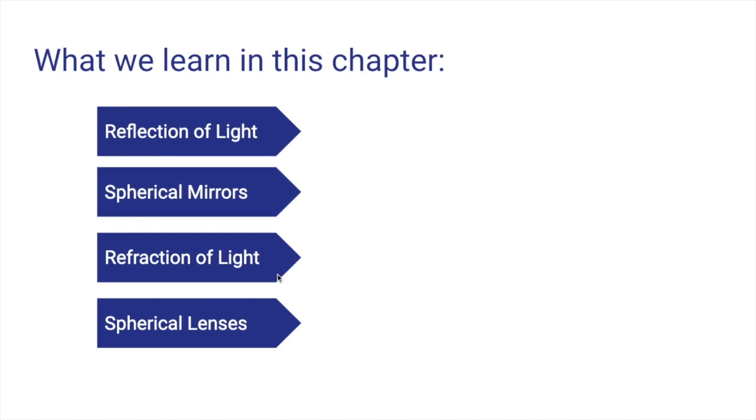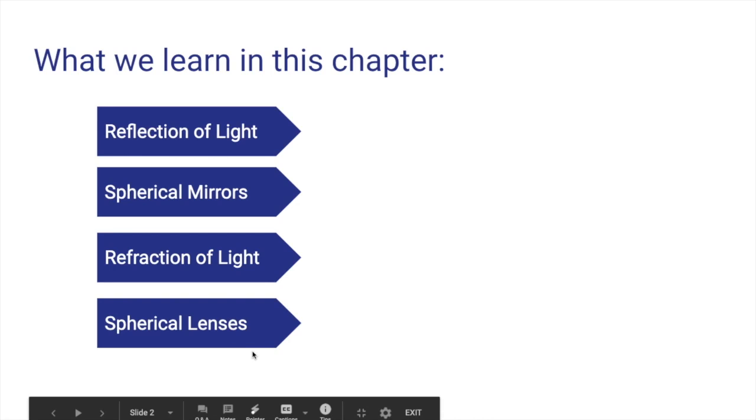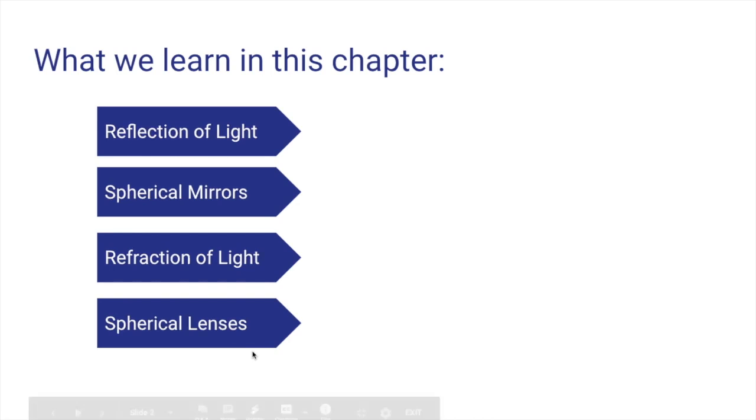Then we will look at refraction of light, that is when the light passes through an object, like how light passes through glass. For refraction we're going to be looking at spherical lenses, because they explain refraction. By looking at spherical lenses we can understand refraction better.